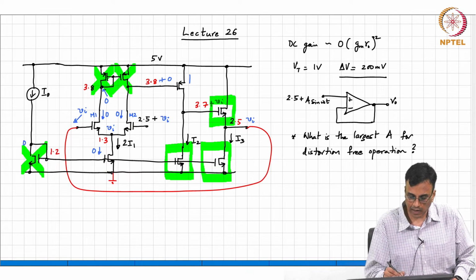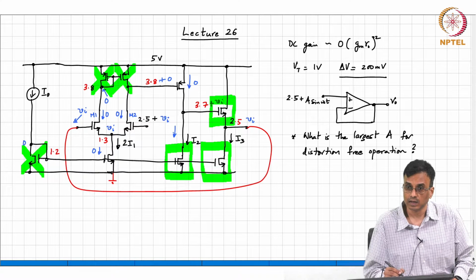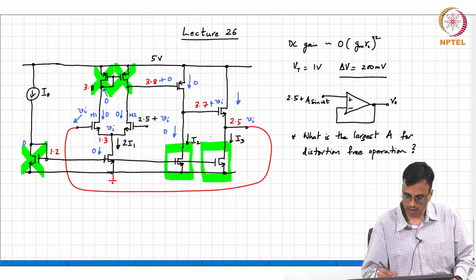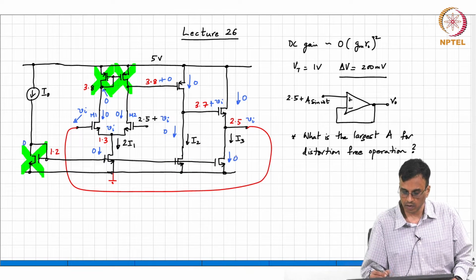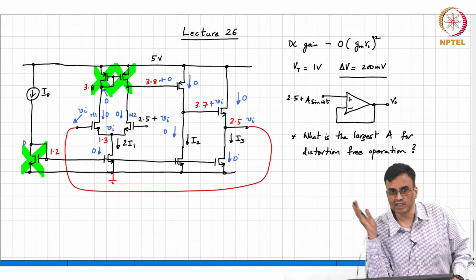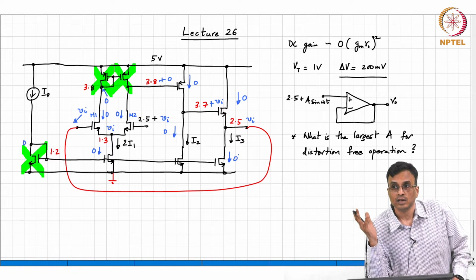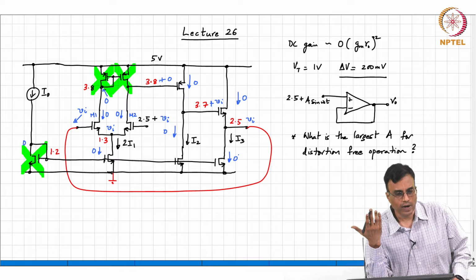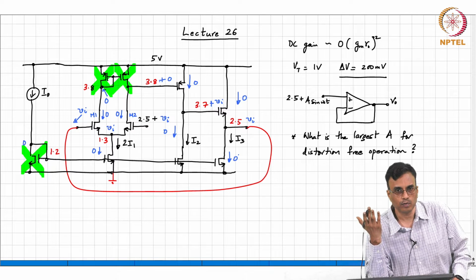What about this incremental current? 0. This incremental current? 0. This incremental current? 0. So what does this mean? The currents are not changing in any of the transistors in this particular circuit. So what does that mean? So we don't have to worry about the cutoff limit at all for any of the transistors, right? So your job has become easier by a factor of 2.